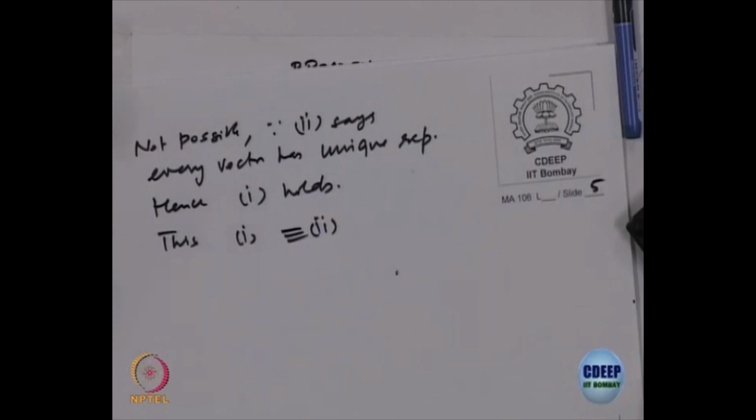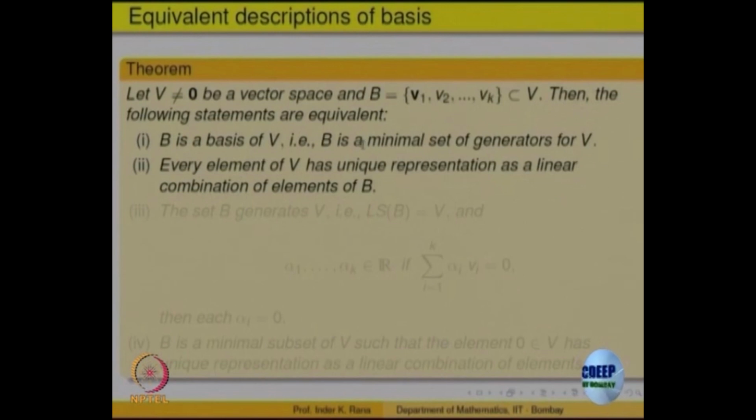So, in the theorem, the first statement is B is a basis, a minimal set of generators, and we have shown it is equivalent to saying that every element is representable as a linear combination of elements of B, and that representation is unique, there is only one way of doing it.